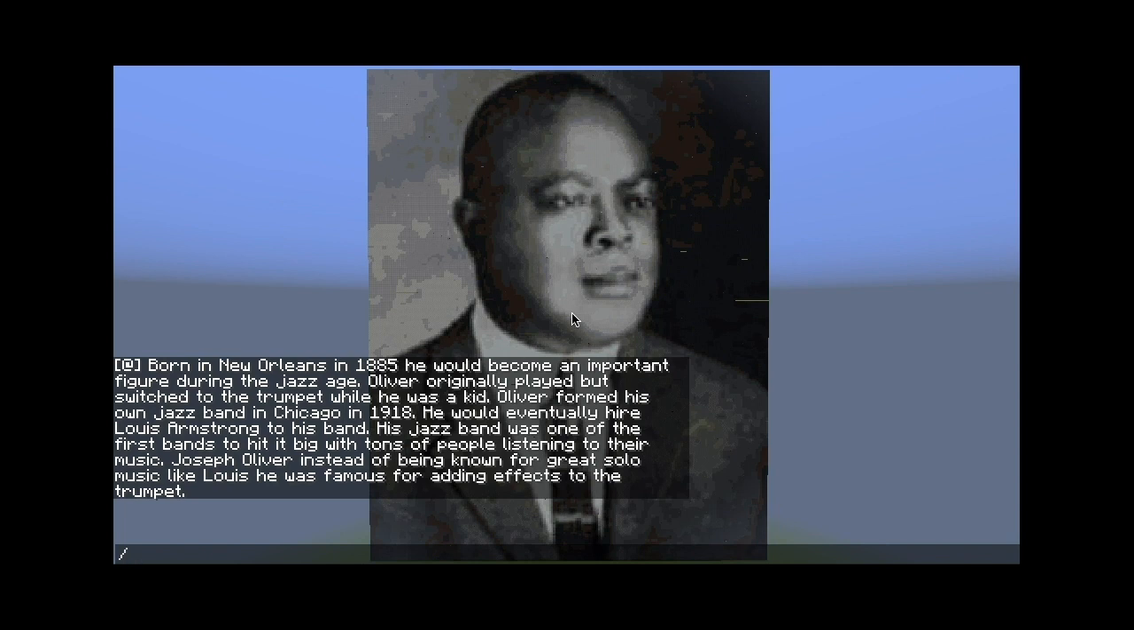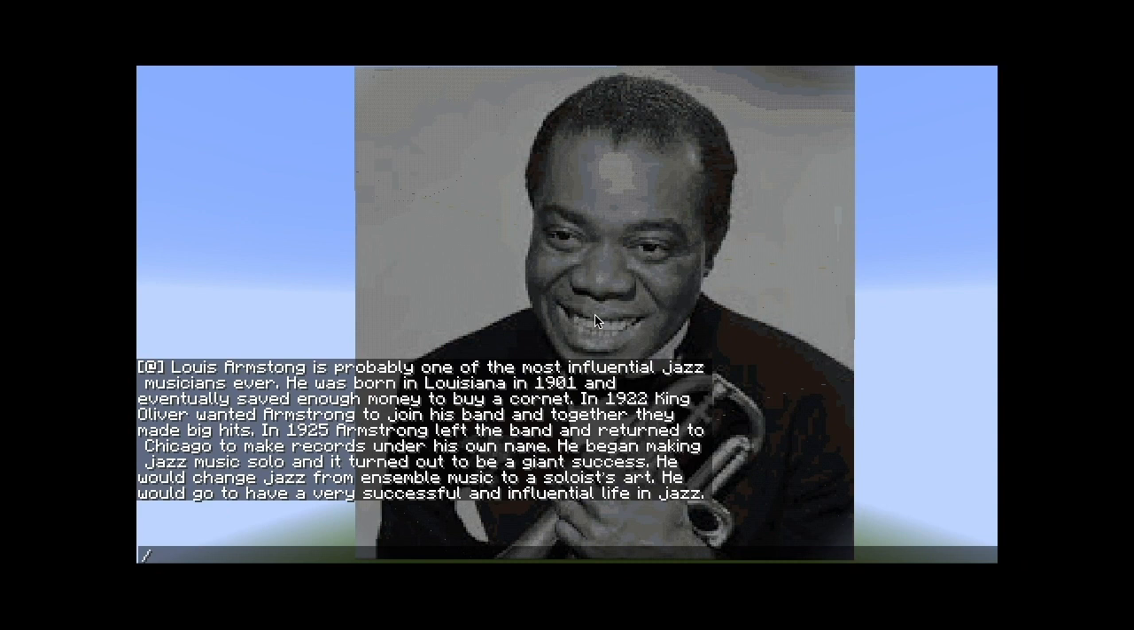Oliver originally played but switched to the trumpet while he was a kid. Oliver formed his own jazz band in Chicago in 1918. He would eventually hire Louis Armstrong to do his band. His jazz band was one of the first bands to hit it big with tons of people listening to their music. Joseph Oliver, instead of being known for great solo music like Louis, was famous for adding effects to the trumpet.